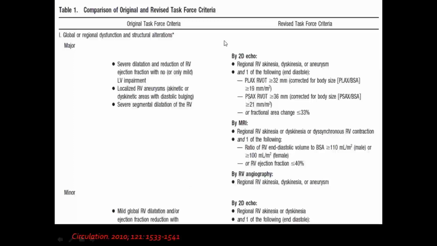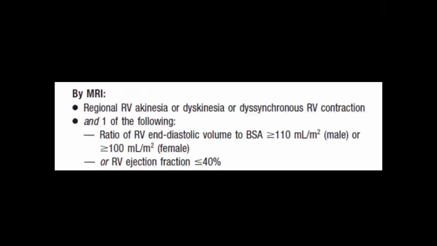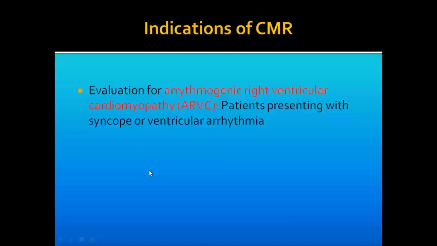We have what is called the revised task force criteria for assessment of ARVC by CMR. And if we look carefully at the MRI characteristics of ARVC, for diagnosis of ARVC we should have one of these items, regional RV akinesia or dyskinesia or dyssynchronous RV contraction, and one of the following, which is increased RV end-diastolic volume or decreased ejection fraction to less than 40%.